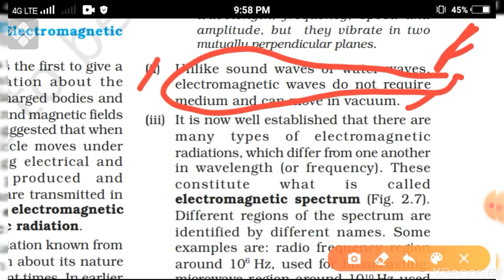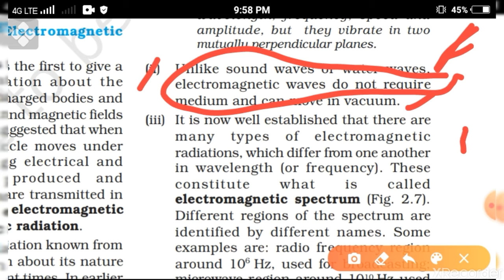Okay, sound needs a path. Sound requires a medium, a path. Without a medium, without a path, they can't move sound. Then we can hear any voice, any sound particles, when they reach our ear.